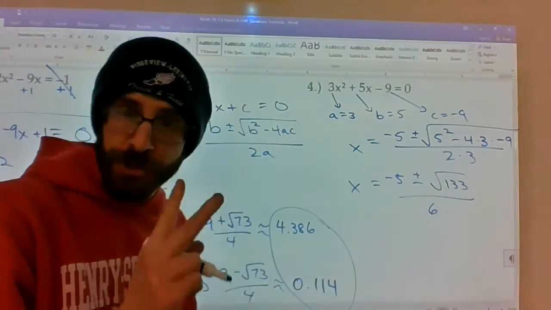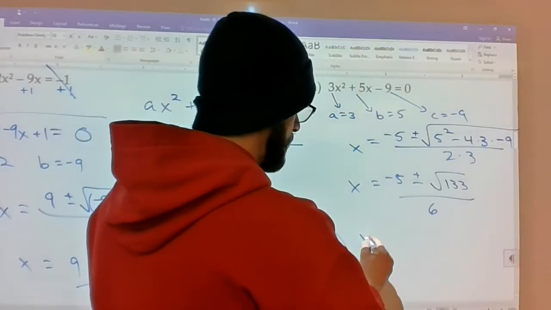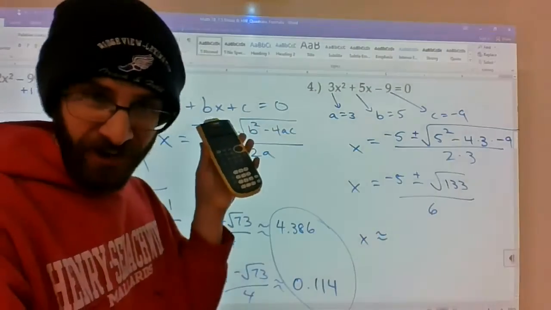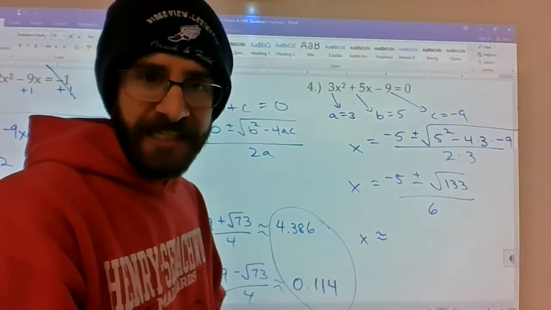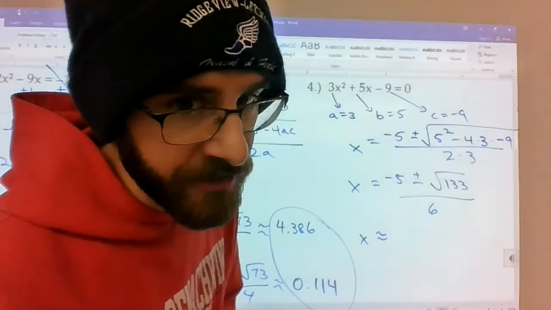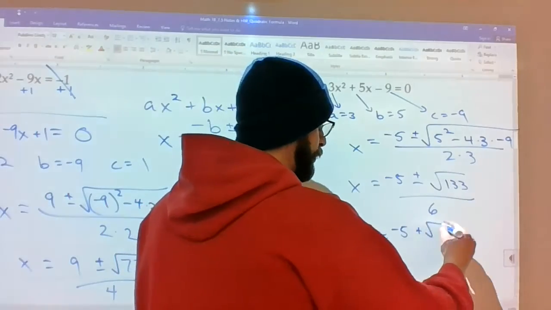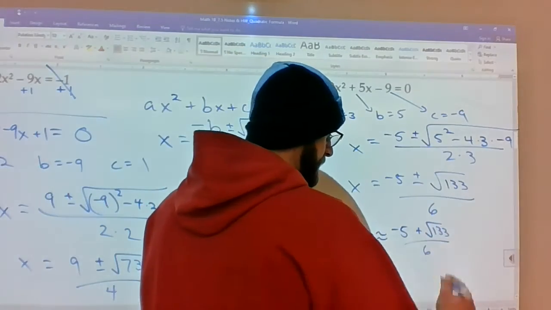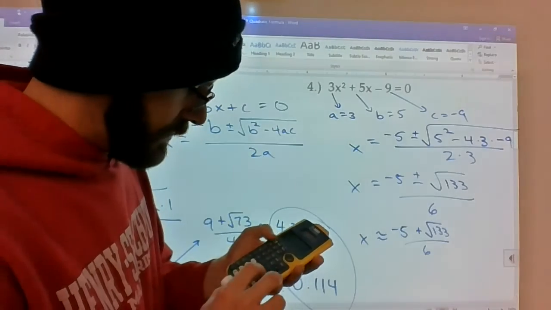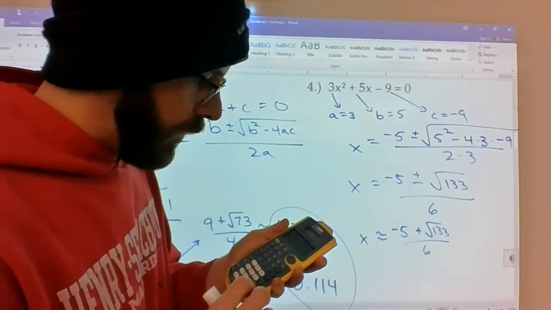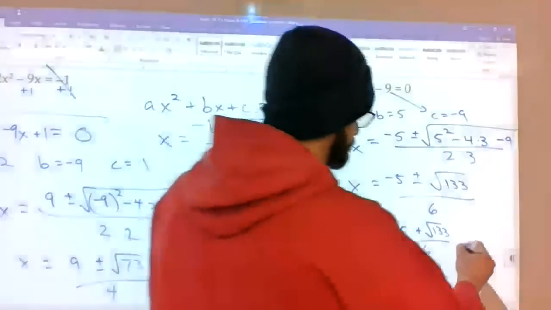All right, then you got 2 decimal answers here. X is approximately, I put the approximate symbol because I have to cut it off at some point. I'm cutting it off 3 digits past the decimal. I'll ask you guys to do the same on your homework, please. Negative 5 plus root 133 divided by 6 would be 1.089.